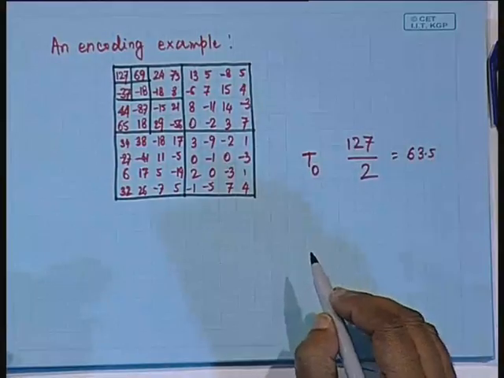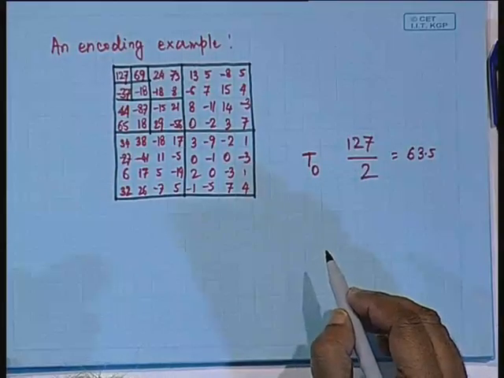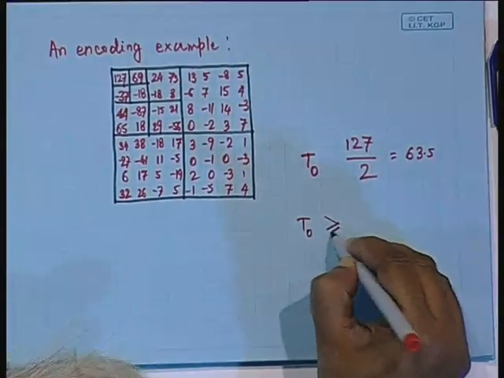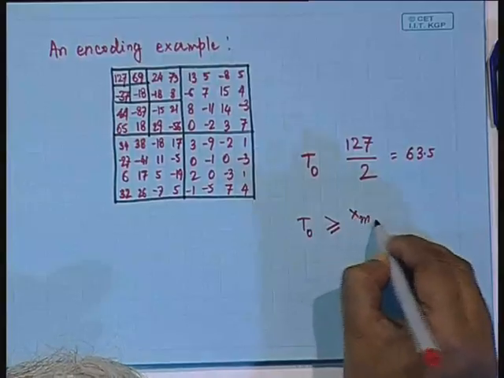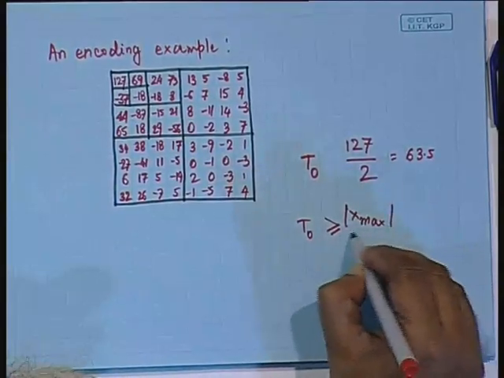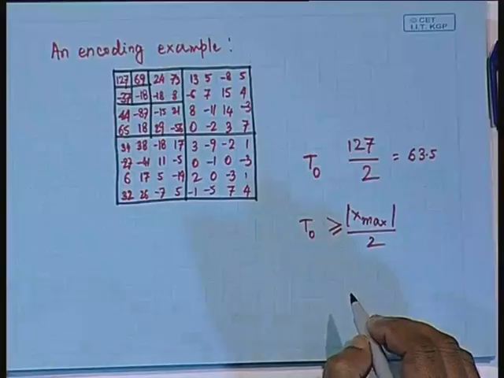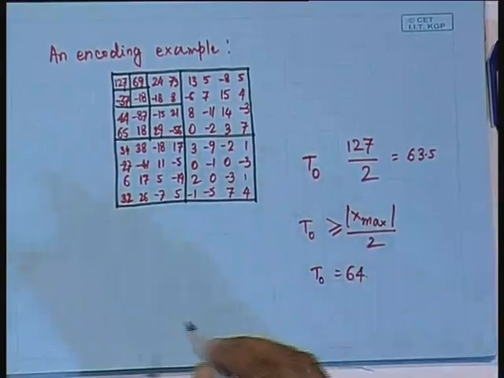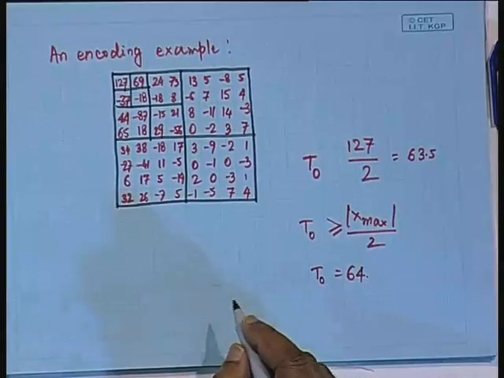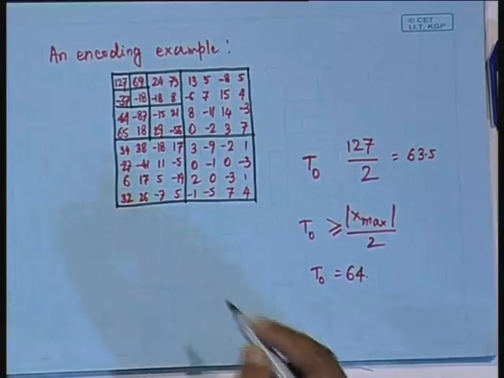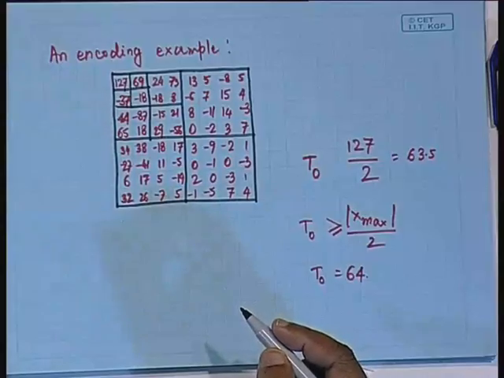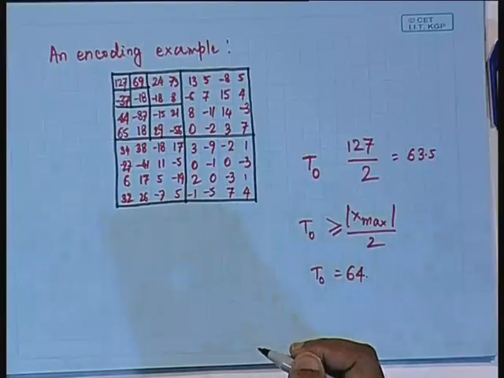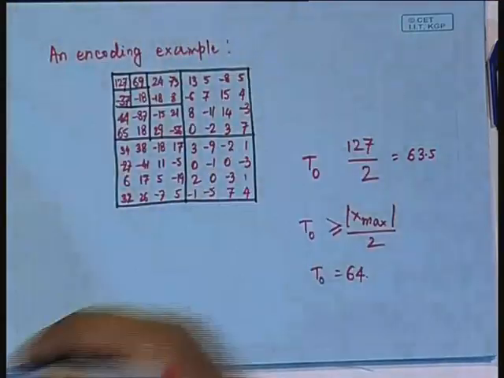So, we actually make the threshold slightly greater than mod of x max by 2. So, in this case T 0 is chosen to be 64. 64 is a good number, it is 2 to the power 6, a binary number, and it will be very easy to halve in successive passes. So, we begin with T 0 as 64 and then we examine this array.